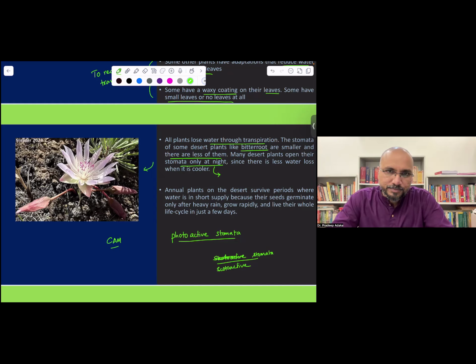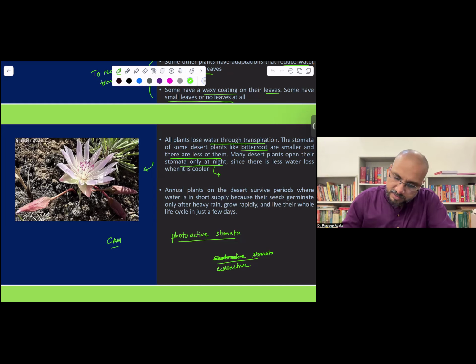So at night time it opens and fixes the CO2. It will convert into oxaloacetic acid. So there is an entire mechanism, C3, C4 cycle and CAM cycle. So it will absorb CO2, it will convert into acid, and it will store it in the vacuole. During the daytime, that acid will break down and CO2 will be released inside the cell from the vacuole into the cytoplasm. Then there will be photosynthesis. So there is no need to open during the daytime.